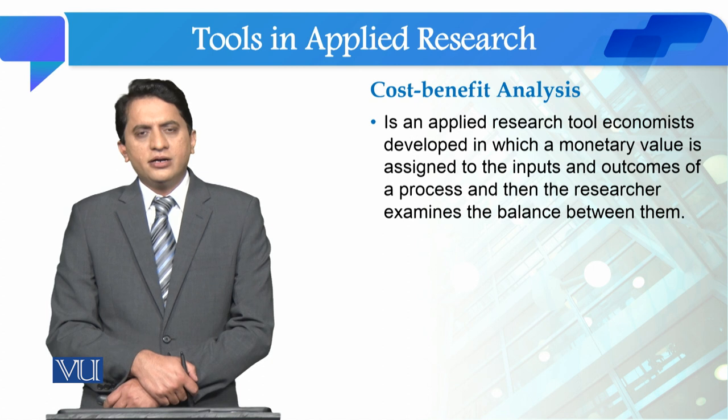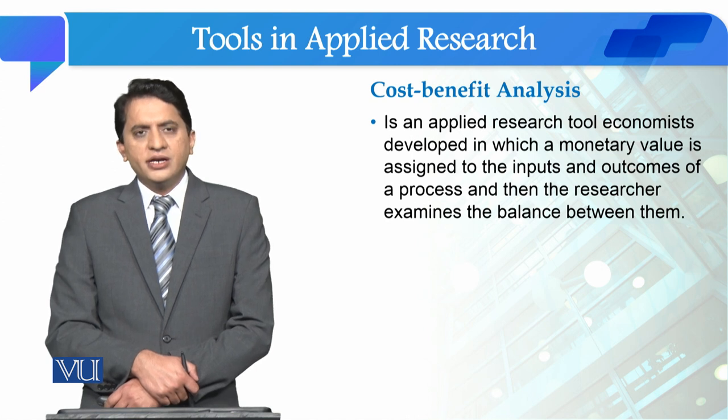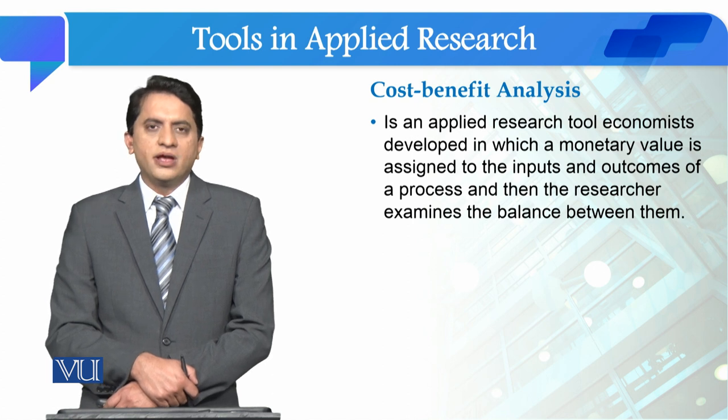The second type of tool in applied research is cost and benefit analysis. It is an applied research tool that economists developed, in which a monetary value is assigned to the inputs and outcomes of a process, and then the researcher examines the balance between them.